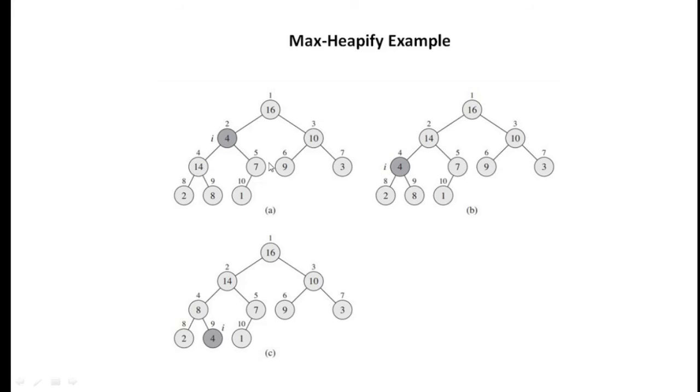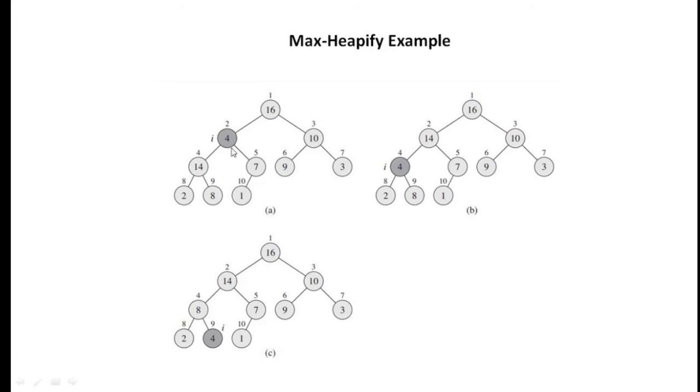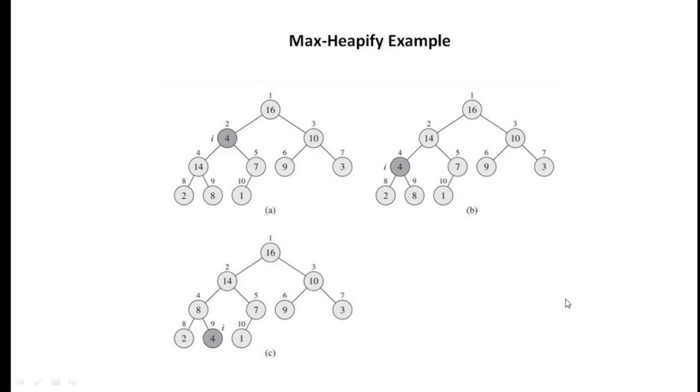So now we check if largest is not equal to I. Is largest equal to I? No, it is not equal to I; largest is equal to L. Then what do we do? We exchange largest and I. This is largest and this is I, and these two will be exchanged. These two have been exchanged here in this diagram. This 14 was largest and it remains largest.